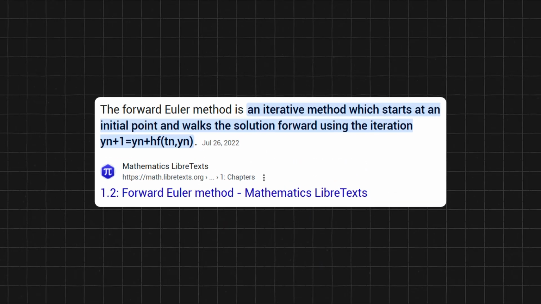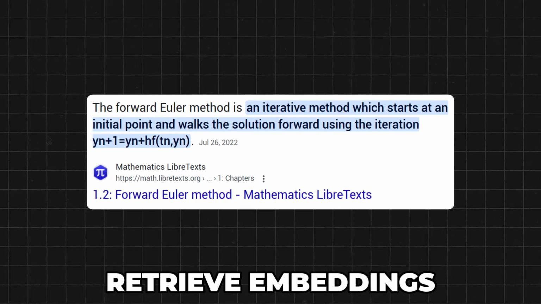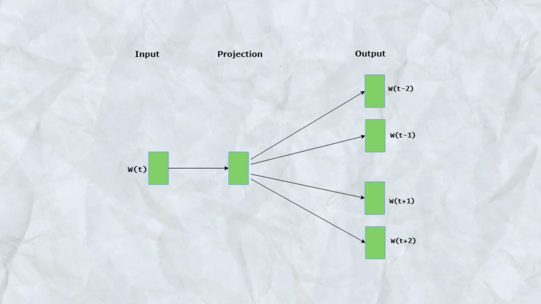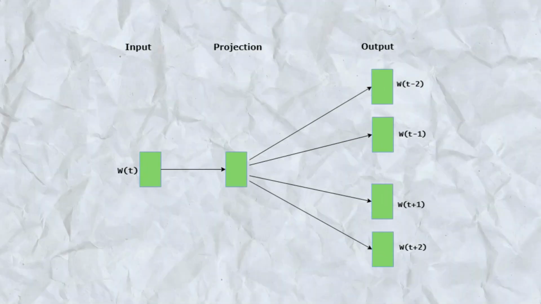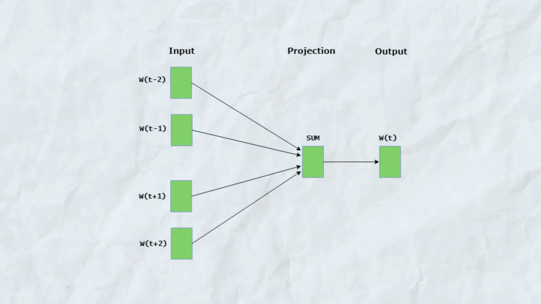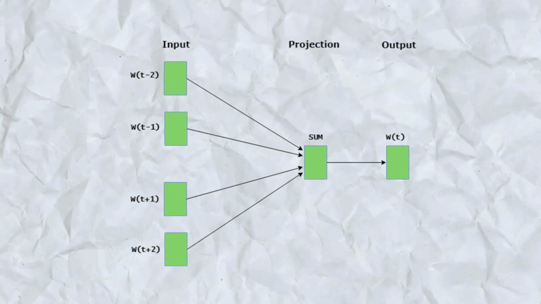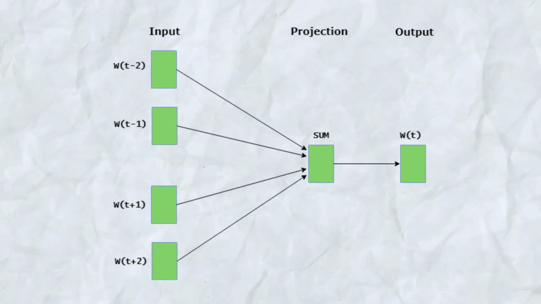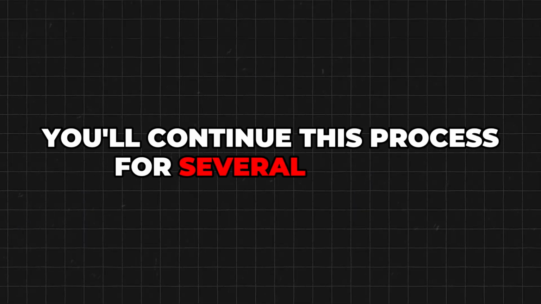Your forward method will retrieve embeddings for input words and produce log probabilities for context words. To train this model, you'll need to employ negative sampling in order to handle larger vocabularies efficiently. You'll generate batches of context target pairs, feed them through your model, calculate loss, and update weights. You'll continue this process for several epochs.